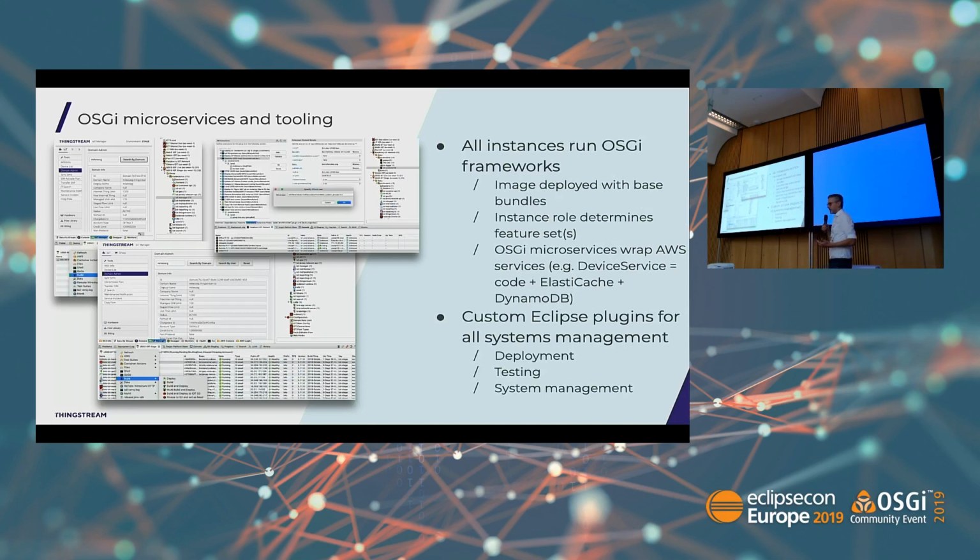Once you've done the data processing, ThingStream actually uses OSGi microservices and tooling and an Eclipse-based management system to manage every part of the system, from deployment of solutions. We have built up something based on Eclipse features that allows you to have features overloaded on top of features containing bundles to set out all of the elements that make up the ThingStream platform. These are some snapshots of various things we do.